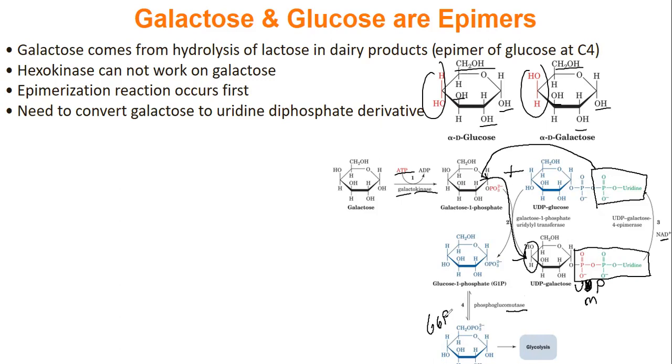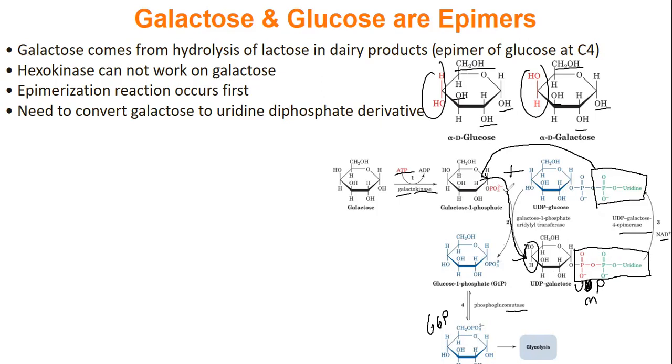So the recap, galactose goes to galactose 1-phosphate. That interacts with a molecule of UDP glucose. The molecule of UDP glucose goes to glucose 1-phosphate, that's the blue. Galactose 1-phosphate goes to UDP galactose, that's the black. We change that UDP galactose into UDP glucose through an epimerase. And then that UDP glucose can interact with galactose 1-phosphate.